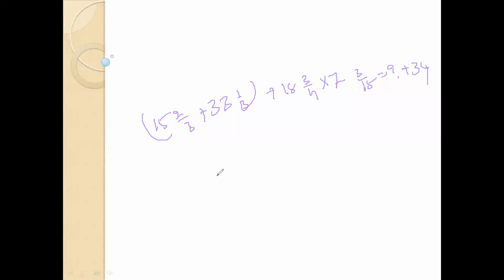Then similarly, another type of problem: 15 2 by 3 plus 33 1 by 3 plus 18 3 by 4 into 7 3 by 15 equal to question mark plus 34. So 15 plus 33 is 48. 2 by 3 plus 1 by 3 is 3 by 3, that is also 1.